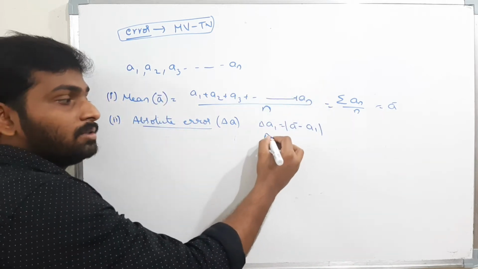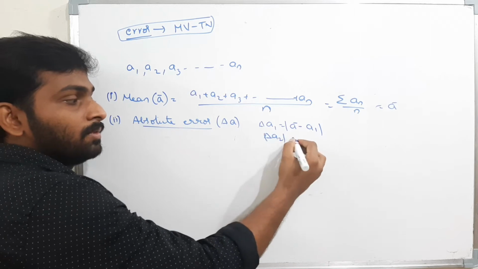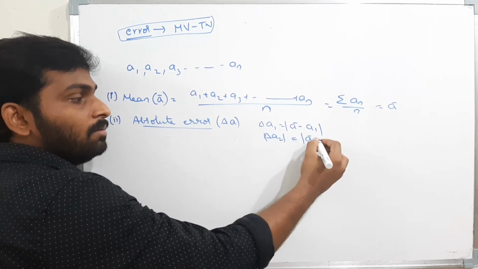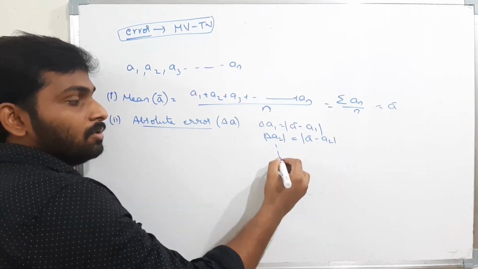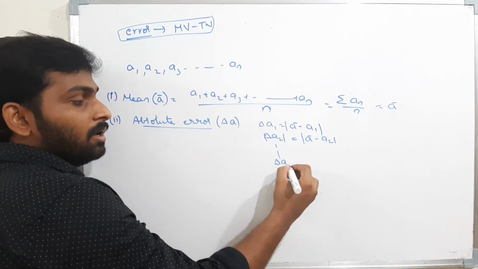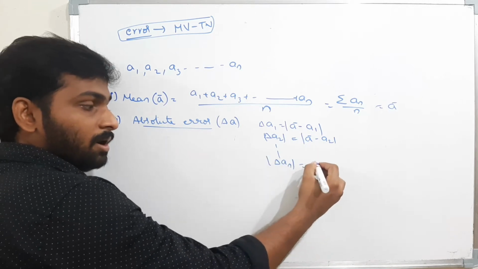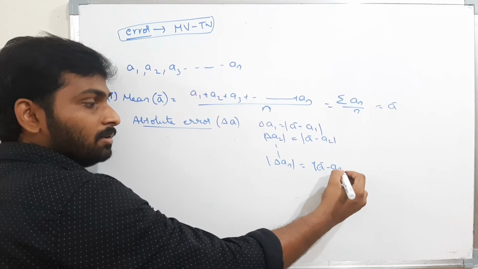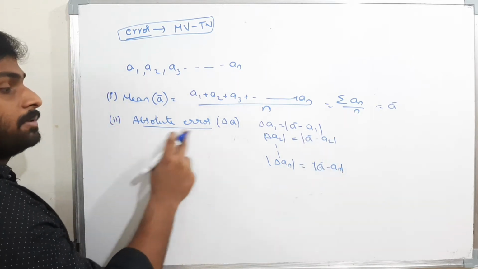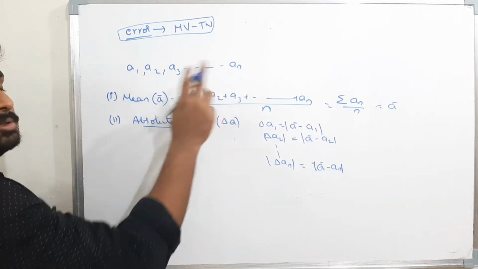Now what is the error in the second reading? That is delta A2, which is A bar minus A2. So on till delta AN. What is delta AN? That is A bar minus AN. These are the absolute errors of the individual measured values.